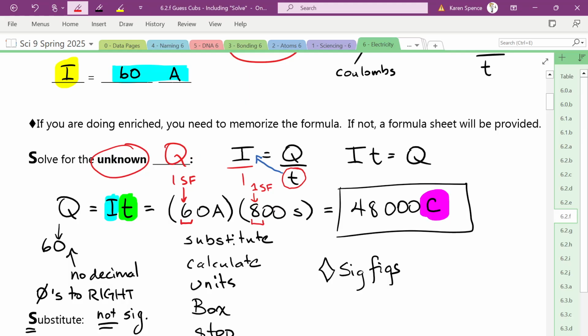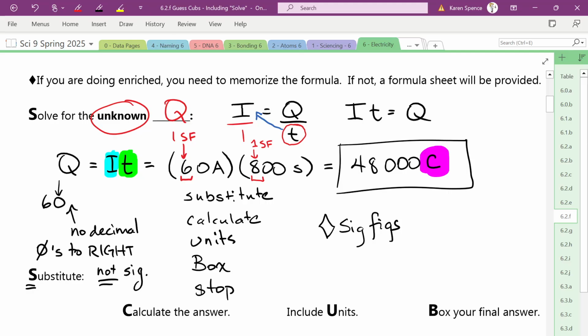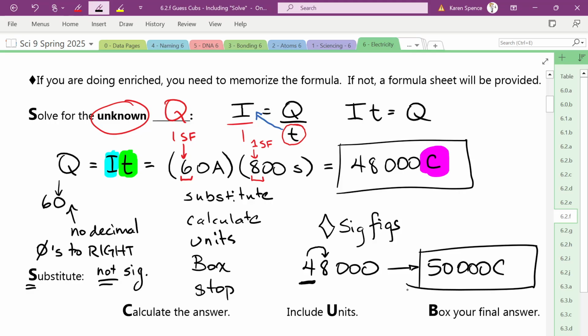And so our answer to correct sig figs would only have one sig fig, which means we would need to round it. So we would take 48,000 and we would say, here's my one digit, is the 4, and we'll look to the right, and that's an 8. So that is going to round to 50,000. And it is still coulombs. Okay, so if you needed a little refresher on the sig figs, that's how that would work, and you would put a box around that as your final answer.